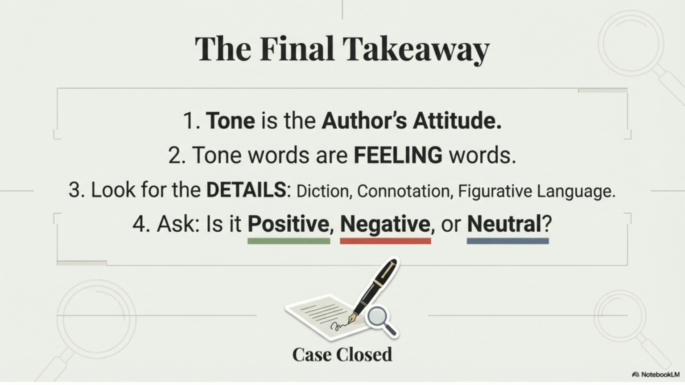The key ideas for identifying tone in a clear, simple way: Tone is the author's attitude, not the reader's reaction. To describe tone accurately, readers should use feeling words, not topic words. The author's attitude is revealed through details such as diction, connotation, and figurative language. Finally, readers should decide whether those details suggest a positive, negative, or neutral perspective. When these steps are followed, the reader can confidently identify the tone. Case closed.